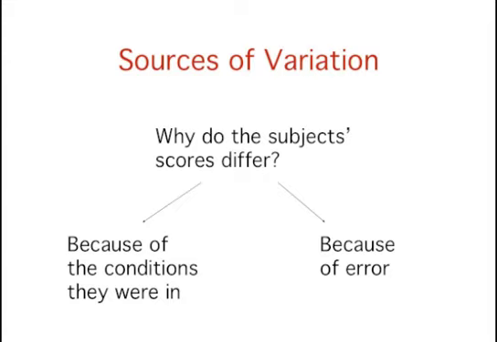It is traditional to call unexplained variance error, even though there is no implication that an error was made. Therefore, the variation in this experiment can be thought of as being either variation due to the condition the subject was in, or due to error. The sum total of all reasons subjects' scores could differ that were not measured.